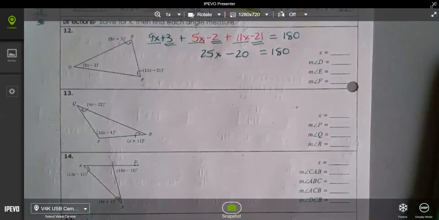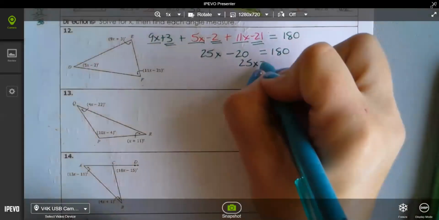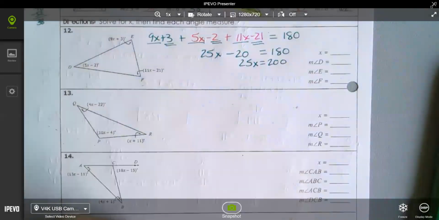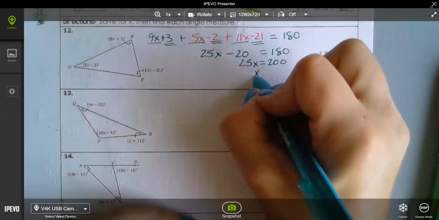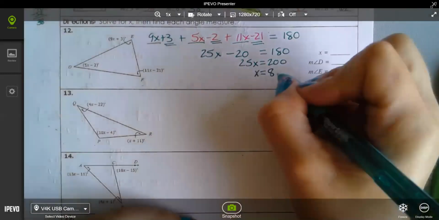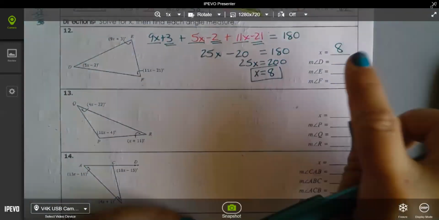All right, so now we solve it. I'm adding 20 on both sides. 180 plus 20 is 200. And now I'm dividing both sides by 25. 200 divided by 25 is 8. So there is one of my answers. And now I need to find my angle measure.